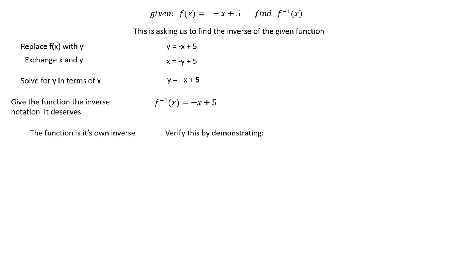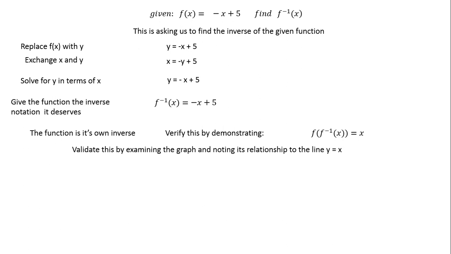And how could we verify this? By applying this: f of f inverse is x. And if you were to examine this from a graphical standpoint, it might explain itself. So if this line f of x equals negative x plus 5 is graphed, you say, what is its relationship to the line y equals x? Well, it is perpendicular to the line y equals x. The slopes are negative reciprocals of each other.